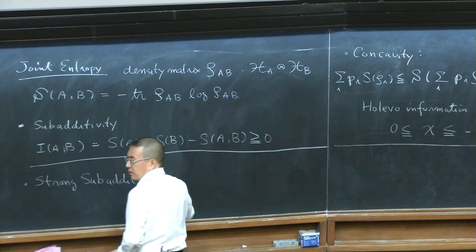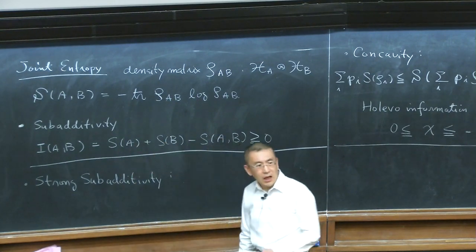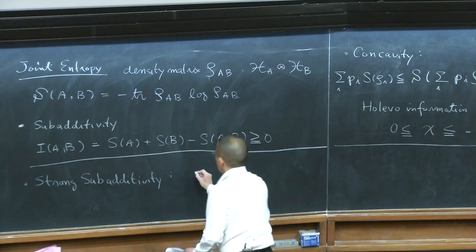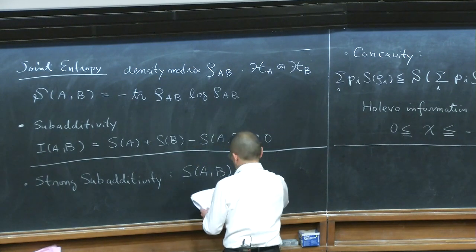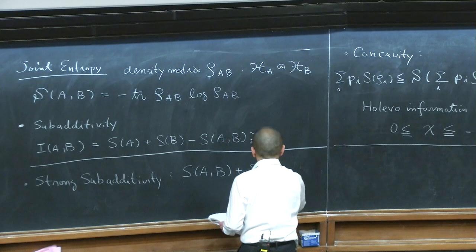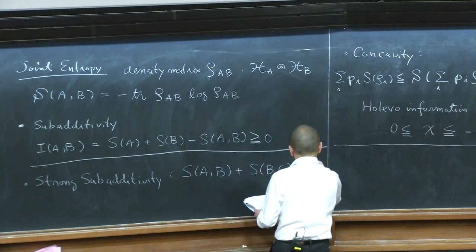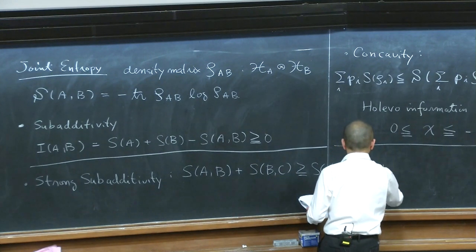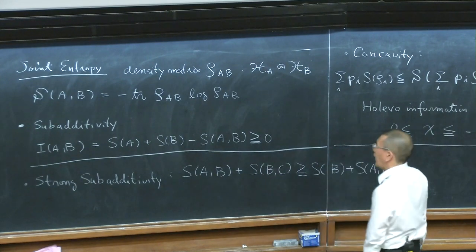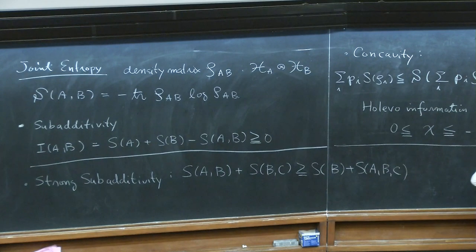And I believe this is what Nima talked about in his lecture, which is S(AB) + S(BC) ≥ S(B) + S(ABC). And this is slightly more difficult to prove. We'll discuss a holographic proof of this inequality maybe tomorrow.